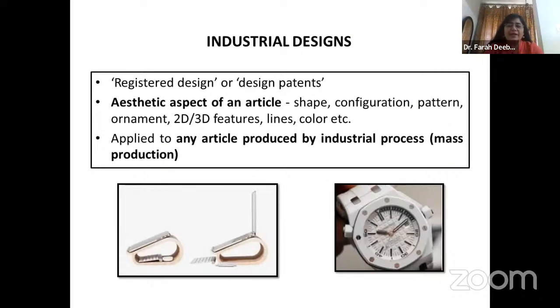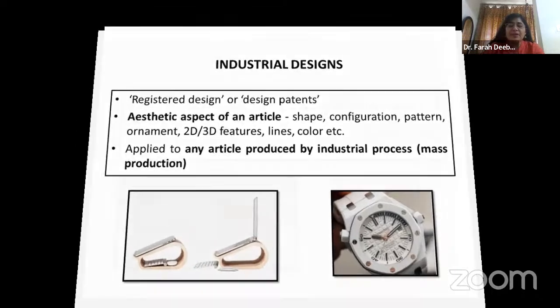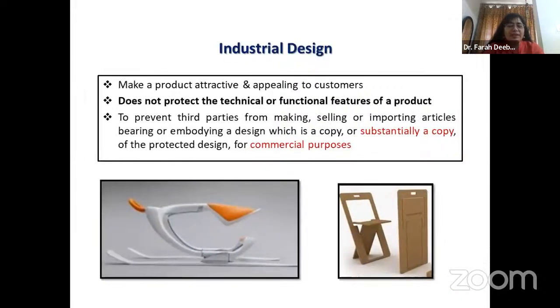So any article which is produced by an industrial process, that means mass produced, will be eligible for an industrial design, because it is an industrial design. It talks about things which will be produced in an industry. So you make the product attractive and appealing to the consumer. And it does not protect the technical and functional features. Technical and functional features are patentable, whereas this is an external appearance.